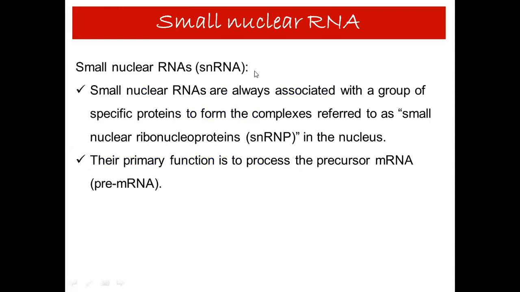Next, quickly we will see the different kinds of regulatory RNAs. First of all, the small nuclear RNA. What is small nuclear RNA? In abbreviation, it is known as snRNA. Small nuclear RNA are always associated with a group of specific protein to form the complexes referred to as small ribonucleoproteins. Ribonucleo because of the presence of RNA and protein, it is forming complex with protein. So totally it is a ribonucleoprotein in the nucleus. Their primary function is to process the precursor mRNA.